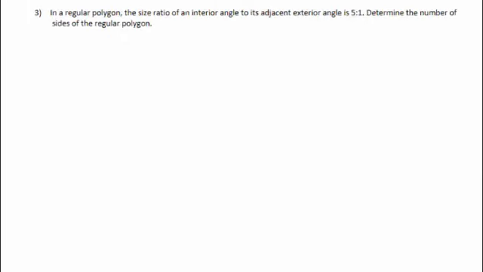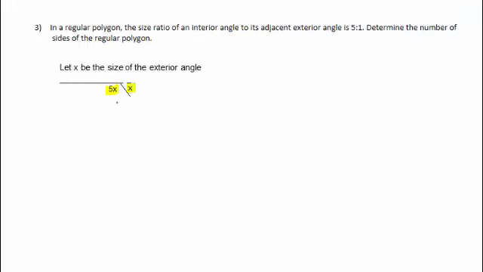In our third example, it says: in a regular polygon, the size ratio of an interior angle to its adjacent exterior angle is 5:1. Determine the number of sides of the regular polygon. First, let us draw out what they mean in the question. They tell us that the interior angle is 5 times bigger than the exterior angle. As you can see here, the interior angle is 5 times as big as the exterior angle.